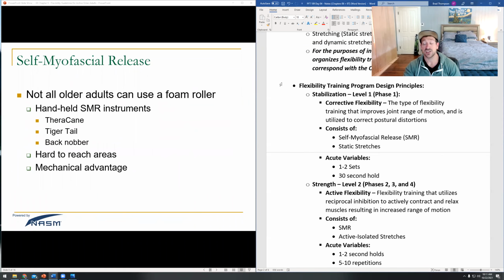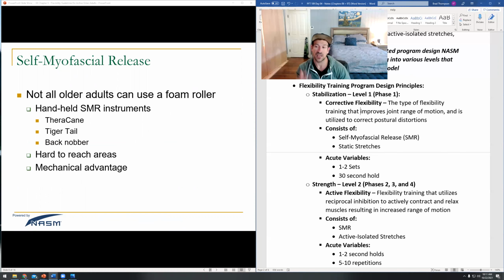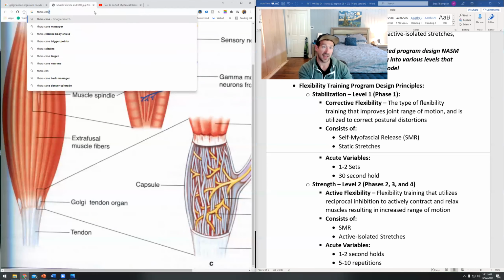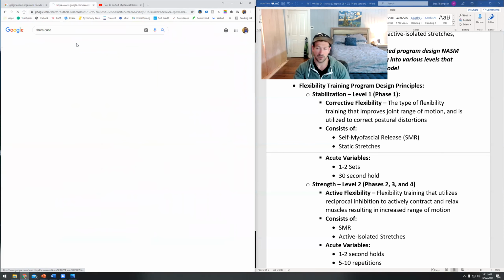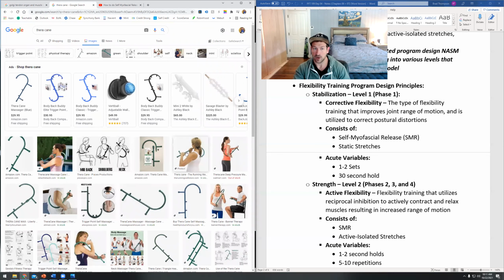So here's the thing. Not all older adults can really use an actual foam roller. Sometimes that will cause bruising. So instead we've got things like Thera Canes. And that's why we call it SMR, by the way, instead of just calling it foam rolling. Foam rolling is an example of SMR. SMR stands for self-myofascial release. You are using something, you're doing it yourself. Technically, getting a massage is assisted myofascial release. But if you're doing it on your own, that's SMR.